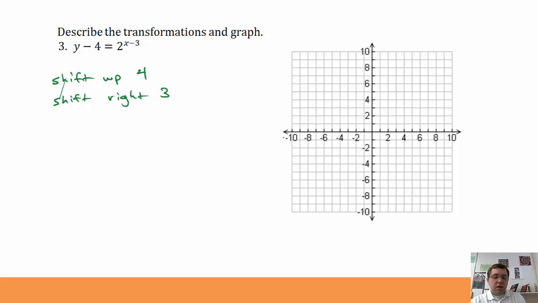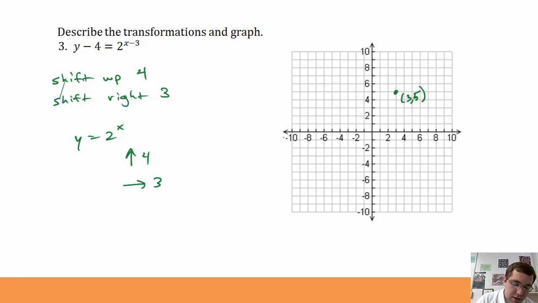Okay? So I'm going to take the original graph, y equals 2 to the x. I'm going to move it up 4 and to the right 3. So I know the original graph went through the point (0, 1). I'm going to move that up 4, which will make it (0, 5), and I'm going to move it to the right 3, which is going to make it the point (3, 5). That's what I mean by shifting. Every point of the original equation moves up 4 and moves to the right 3.